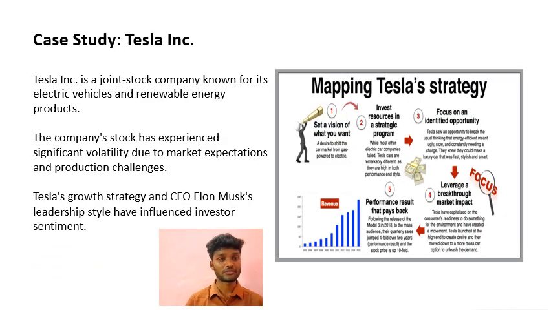Now let's talk about the case study of Tesla. Tesla is a joint stock company known for its electric vehicles and renewable energy resources. The company's stock has experienced significant volatility due to market expectations and production challenges. Tesla's growth strategies and CEO Elon Musk's leadership style have influenced investor sentiment.